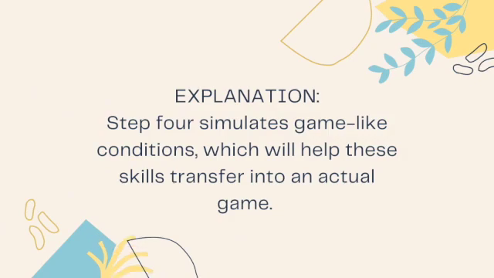The fourth step simulates game-like conditions which will help athletes who are practicing the skill of dribbling transfer these skills into an actual soccer game. In other words, this athlete will be more likely to be able to dribble around an active defender who is on the opposite team.